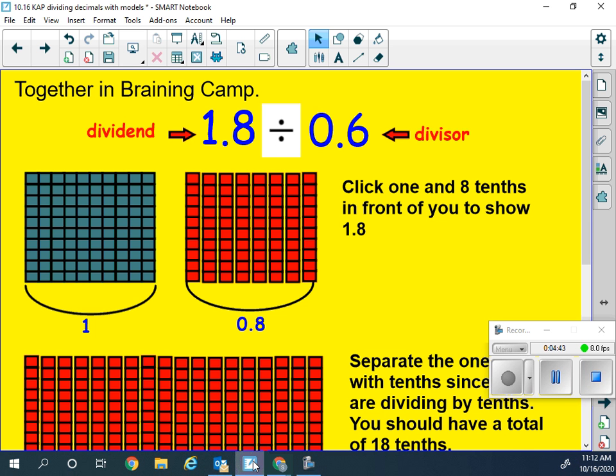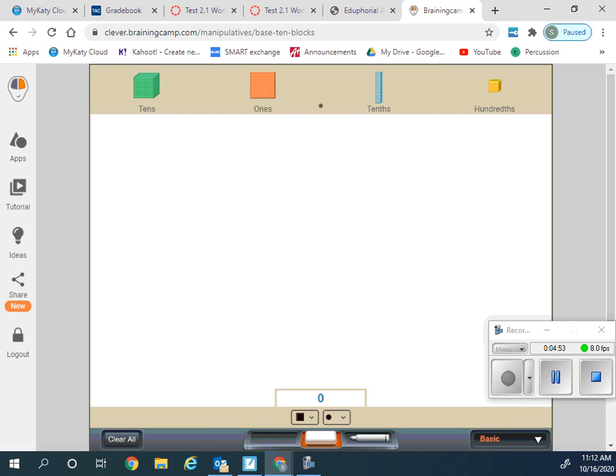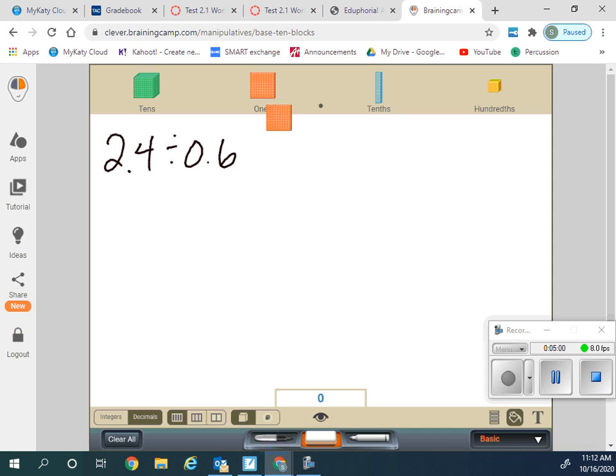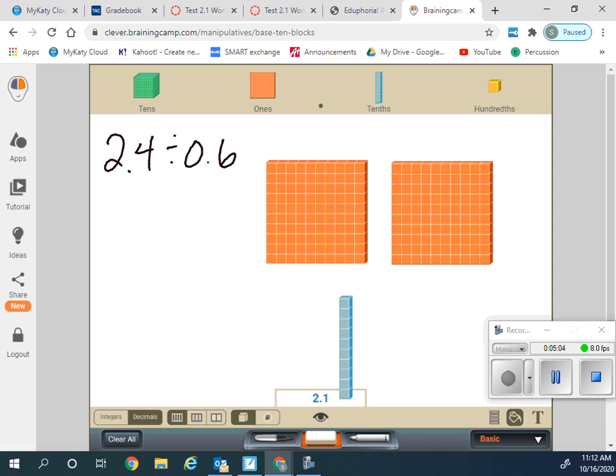All right. The next one is 2.4 divided by 0.6. So 2.4 divided by 0.6. Okay, so let's get that. So we need 2 ones, 4 tenths, and now what are we going to do? What are we going to do, guys? Yeah, we're going to have to break that up, okay?